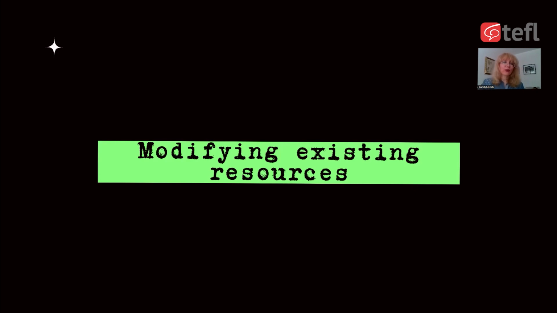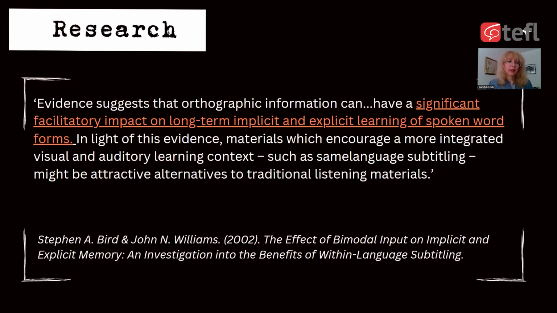Now I'm going to show you a few examples that I found really useful, things that would have been quite challenging, if not impossible, to pull off without the help of AI. First, the use of same language subtitles or captions. This isn't exactly new territory. Research has long shown that captions can significantly impact long-term implicit and explicit learning of spoken word forms. But with AI, it's now possible to not only add captions automatically, like what we often see on YouTube, but also to work with captions in ways that can further strengthen this effect.